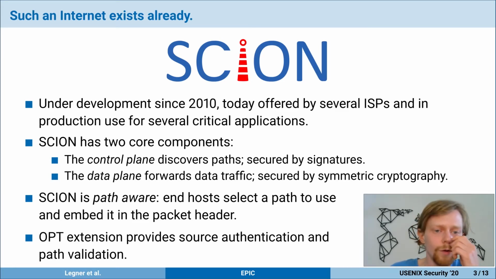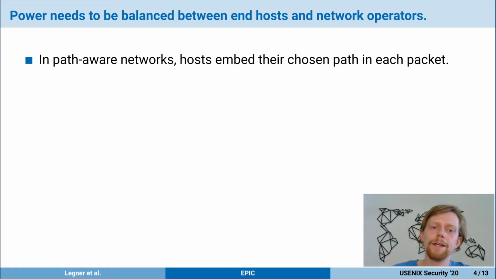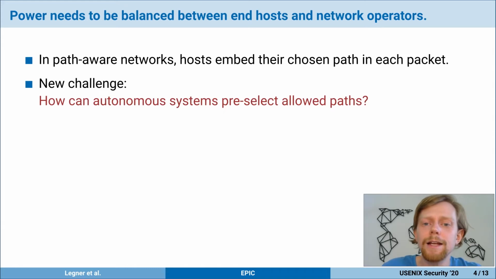Let me focus on some challenges that path-aware internet architectures face. As I just said, end hosts can actually choose the paths that are taken by their packets. But the internet consists of numerous independent networks called autonomous systems that have preferences and policies of their own. So the challenge in a path-aware architecture is how can these autonomous systems restrict the selection available to end hosts such that their own criteria are enforced as well.